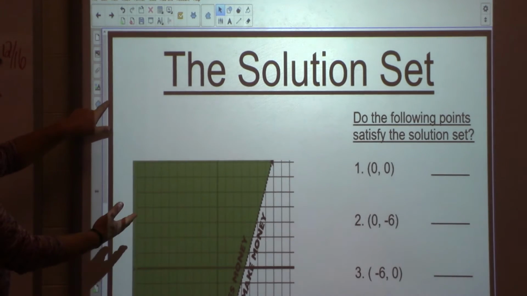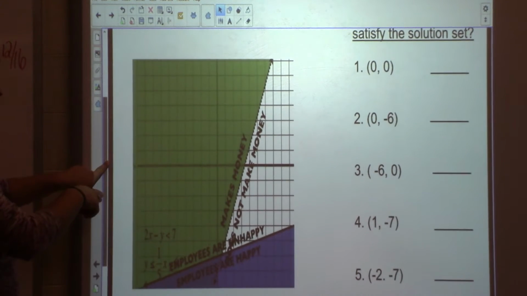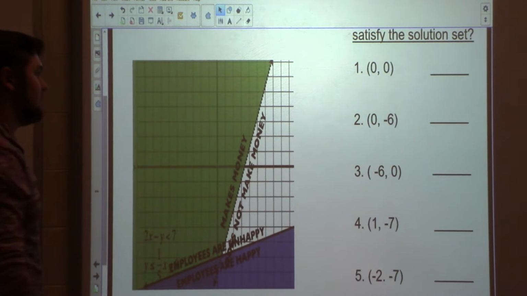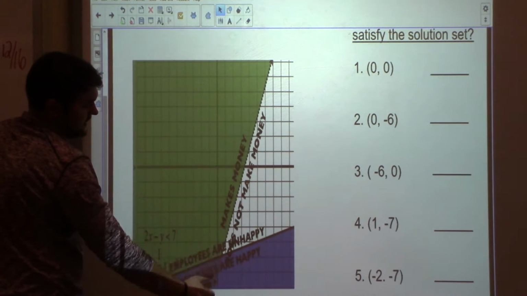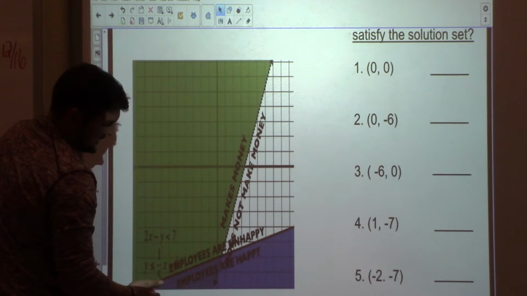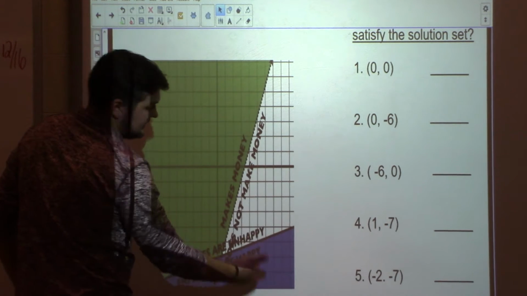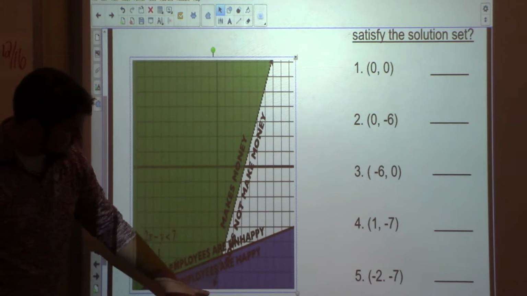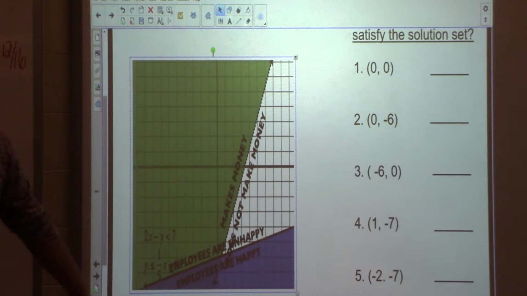If you look at the first one here, the picture on your paper doesn't look as nice as the one up here. You can see up here we have a dashed line shaded to the left, and a solid line shaded down. Our solution set is right where they overlap, in this little triangle here. They give us 5 points, and we have to see if those points are inside that double shaded region.